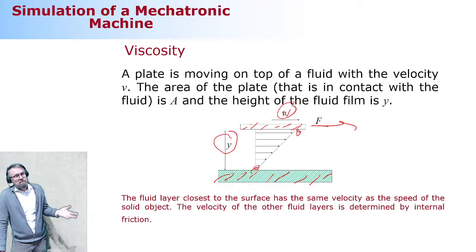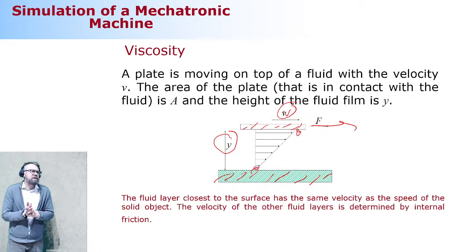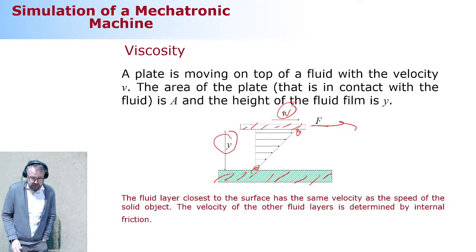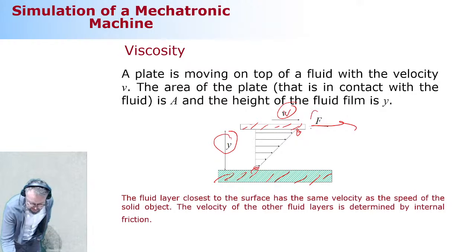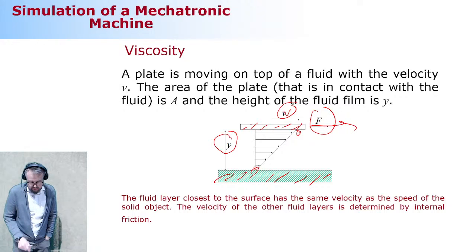And because they're linearly distributed, there will be a shear between the particles. They don't have the same velocity, but different velocities, and that means that there is a shear. And because of the shear, the force that I need here is non-zero. That's going to be my definition of viscosity. Okay. But what is it that I need here?